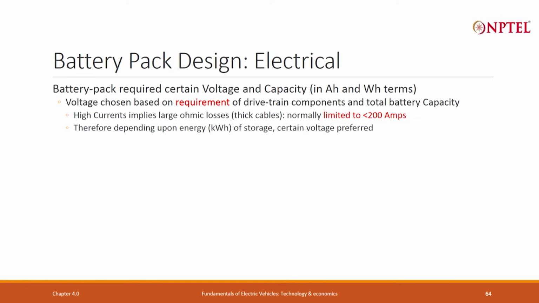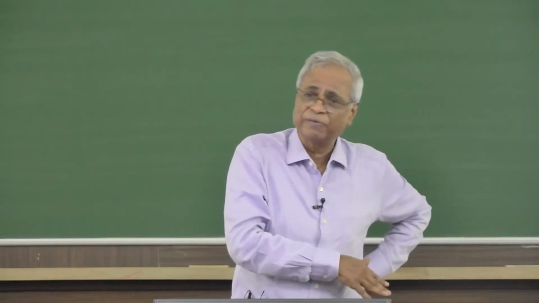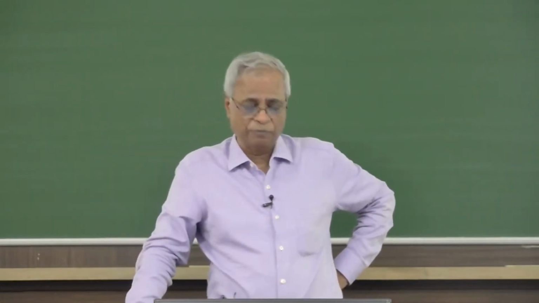Battery pack design, let us get to the electrical part of it. A battery pack is designed to get a certain voltage and capacity in terms of watt hour or ampere hour. I want this capacity and this voltage. That is what a motor will require. Let us say the motor says I can work at 350 volt, or I will work between 325 and 375 volt. So, your battery pack has to be designed between 325 and 375, 325 when it is nearly empty, 375 when it is nearly full.